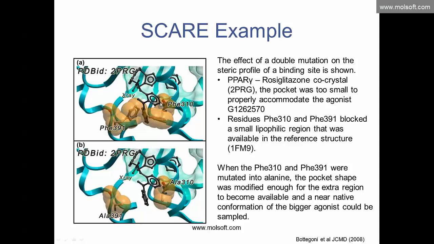So if you run SCARE and mutate these two into alanine, the pocket shape is modified enough with this extra region to dock a near-native pose, so you can redock this ligand and it will dock in a near-native way to the crystal structure.